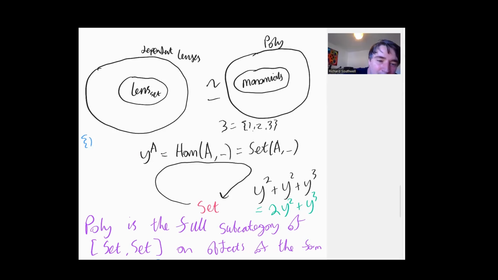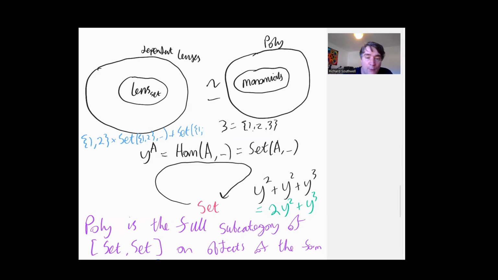This is really a set of 2 elements producted with this Hom functor, Hom of {1, 2} comma blank, co-producted with Hom of {1, 2, 3} comma blank. And so that is equal to that. So hopefully that clarifies what polynomial functors are.